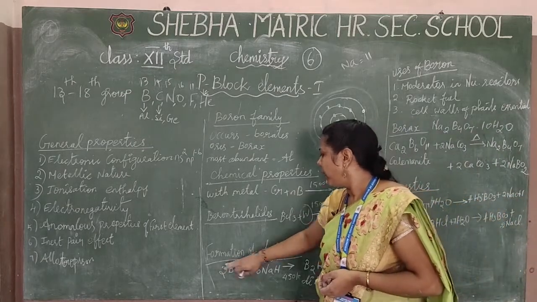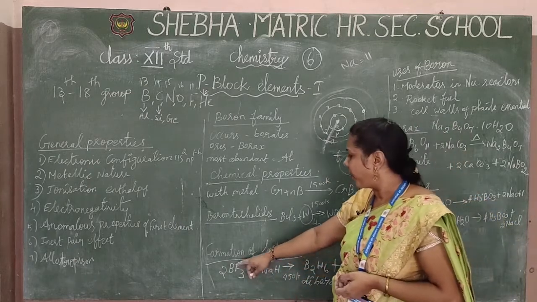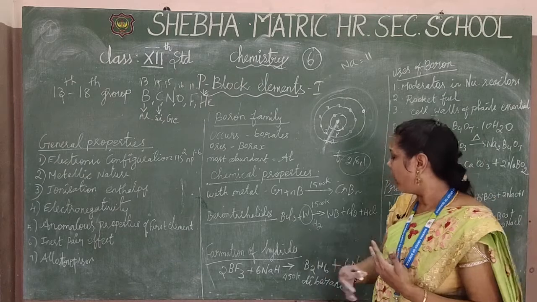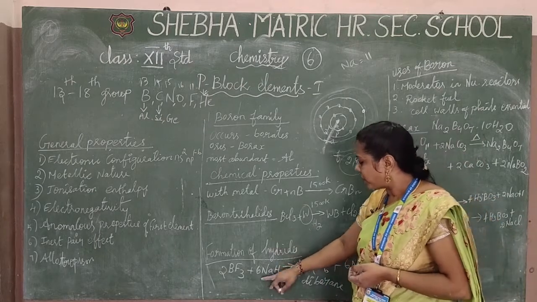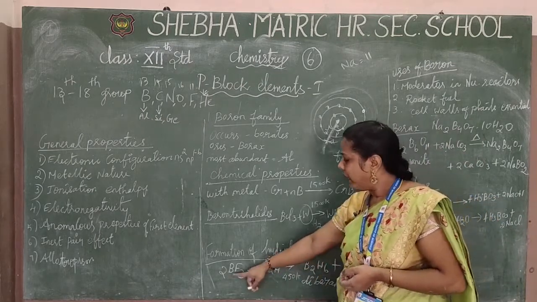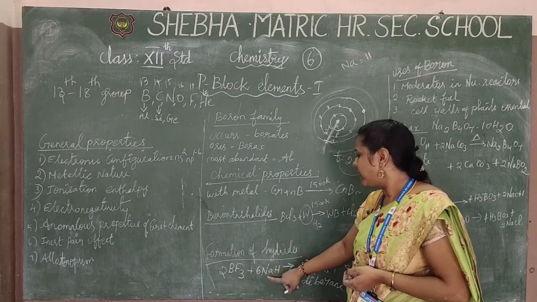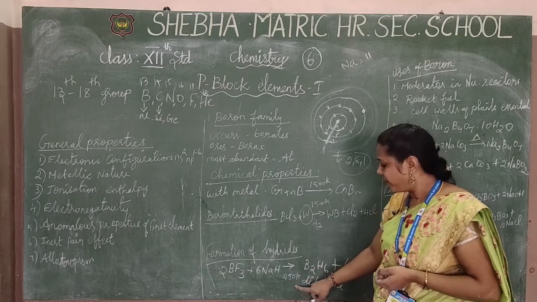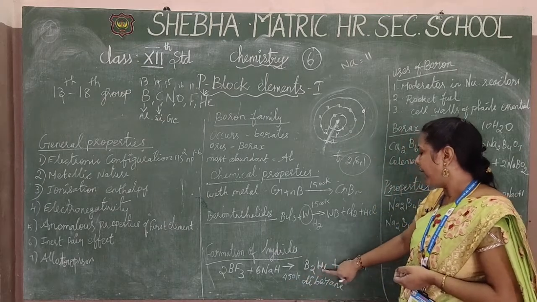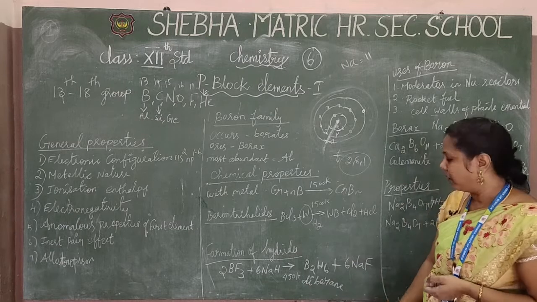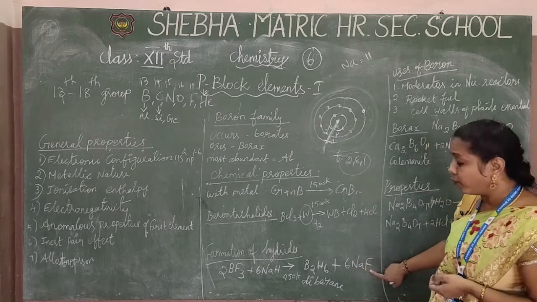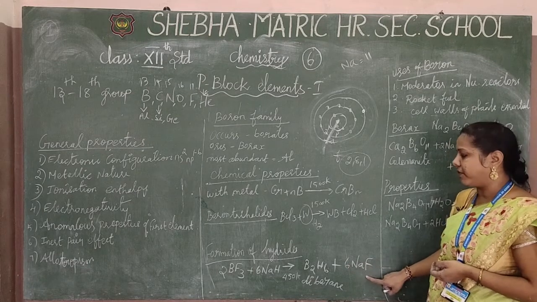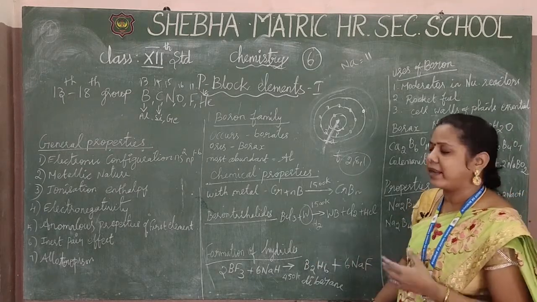I am going to explain another example for the formation of hydrides: how borates and boron hydrides are formed. We have to explain it through these equations. BF3 plus 6 NaH, that is sodium hydride, at 450 Kelvin, we can get B2H6, that is diborane. Also we get sodium fluoride, 6 molecules of NaF. That is the formation of hydrides.